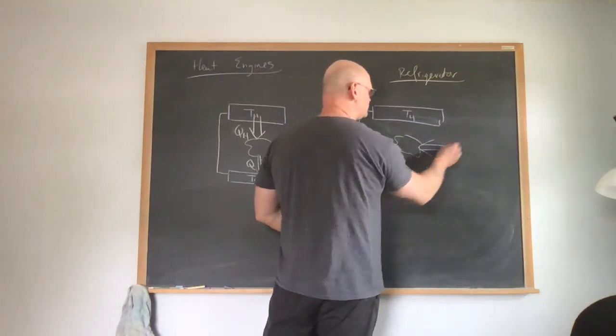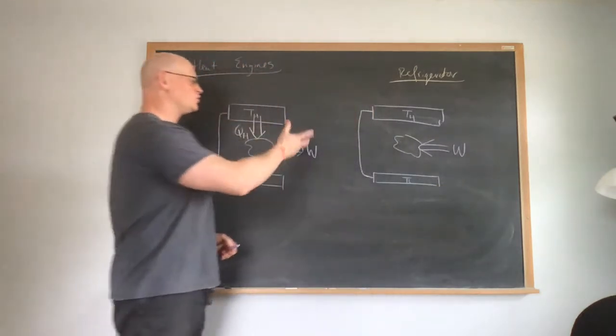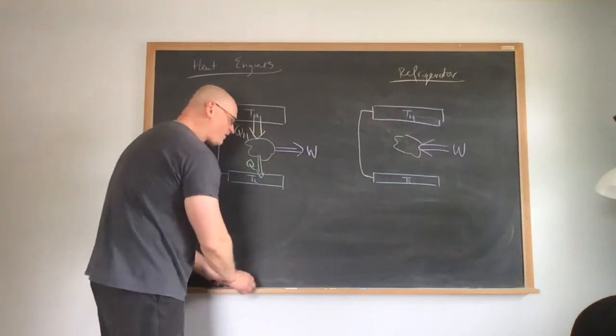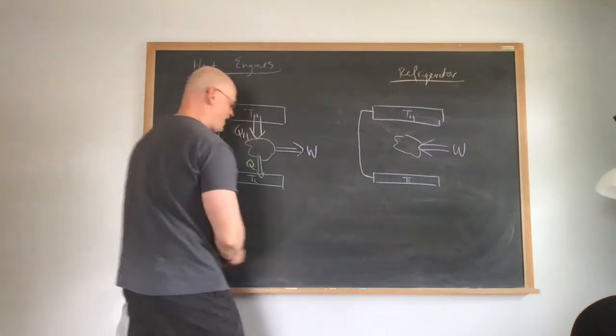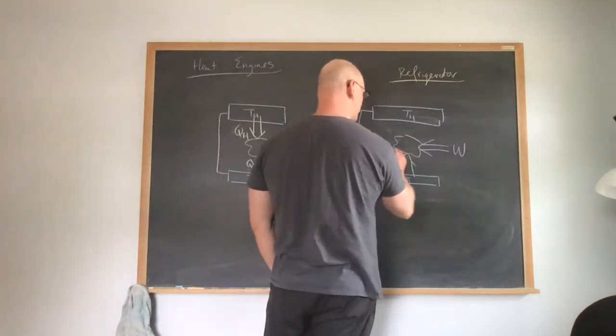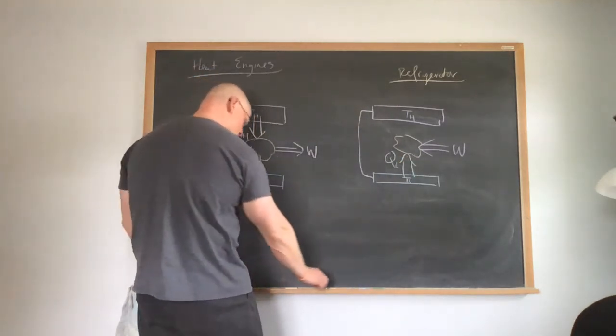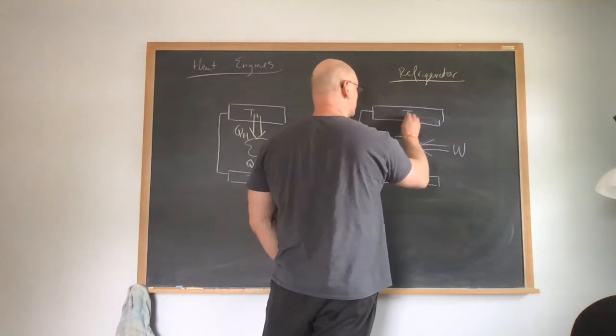So instead of having our system do work, we have to do work onto our system to draw heat out of the cold source. Now I'm trying to draw heat out of the cold, but I'm going to have some left over, and that leftover is then going to go back into the hot source.